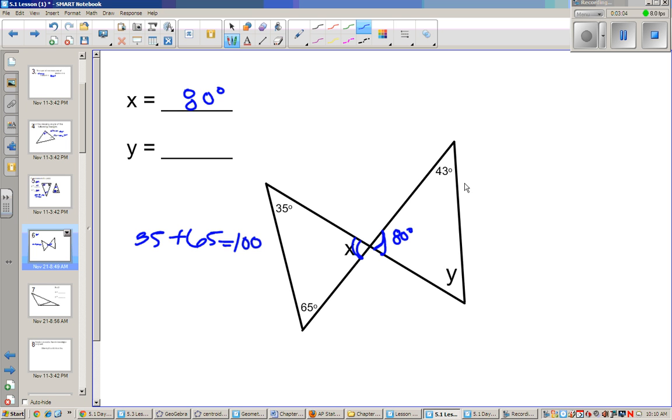And that then allows us to find y. So even though it didn't ask us to find this angle, we have to. So 43 plus 80 gives 123, so 180 minus 123 leaves us with y. So y is going to equal 57 degrees.